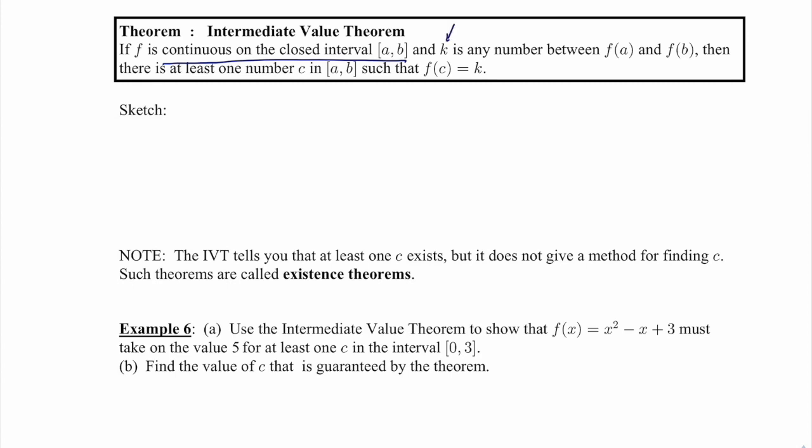So this k is going to be a y value. And this c is going to be an x value because it's in the interval between a and b, such that f of c is k. So let's make a sketch and set things up here the way they want. So we've got an interval from a to b, and these are x values.